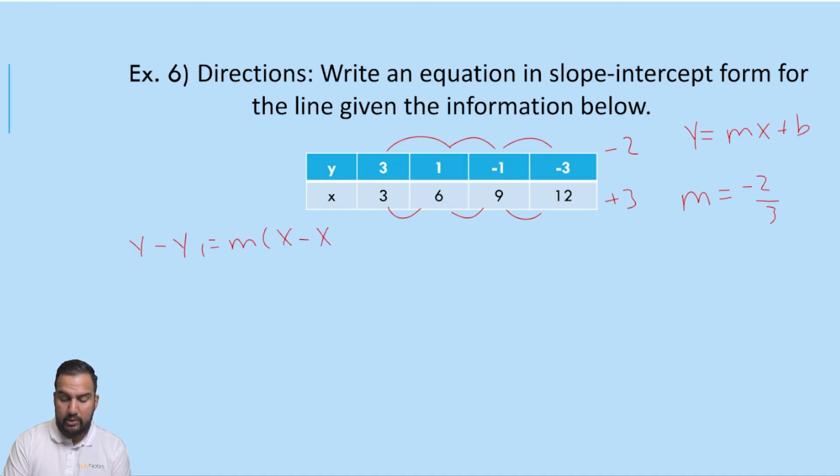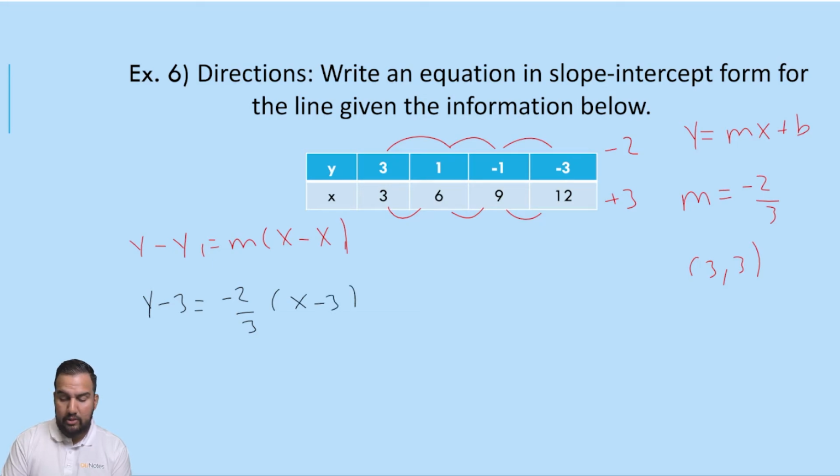I got to find a random point, so pick the easiest point. For me, I'm going to pick 3, 3. If you want to use 6, 1, go for it. It doesn't matter what point you use as long as you pick one point that belongs to the table. So I'm going to plug everything in, and when I plug everything in, this is what I get. Y minus 3 is equal to -2 over 3. I apologize for the fraction again. And then x minus 3.